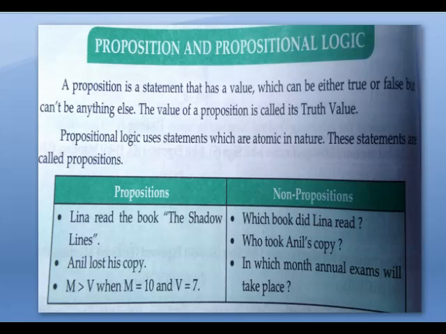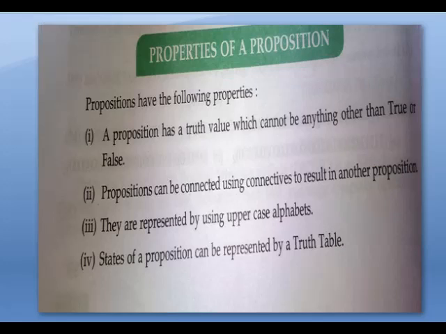Okay. Now we are going to see what are the properties of a proposition. So proposition has the following properties. Okay. So first one is a proposition has a truth value, that is either true or false, which cannot be any other than true or false. Second one, propositions can be connected using connectives. Now the next part we are going to study about these connectives, different types of connectives used with the propositions to result in another propositions.